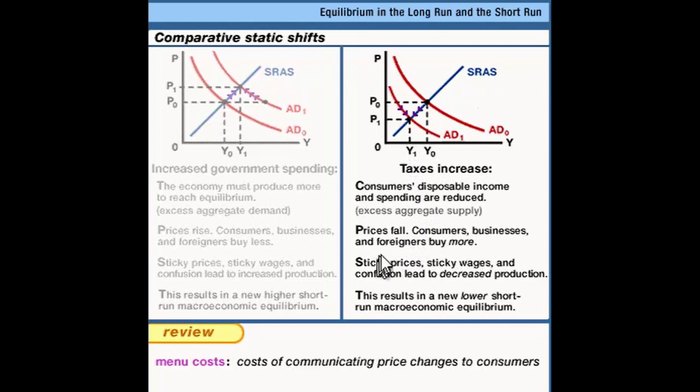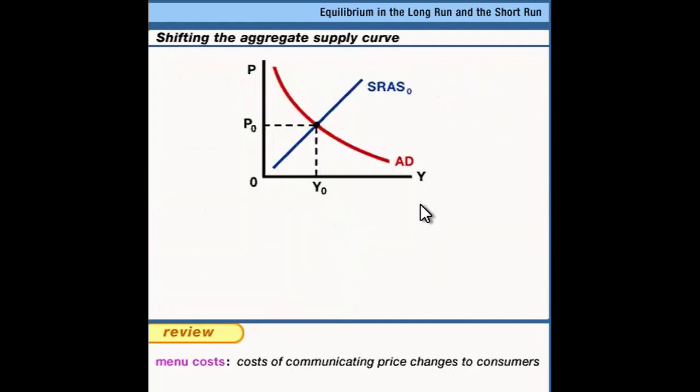Remember, what shifts the aggregate supply curve is a change in expectations about prices. Once people believe that inflation is occurring in the economy, everyone wants to raise their prices so that they don't get left behind. Well, here's how this is going to look. We start with a situation where we've got aggregate demand and short-run aggregate supply, and we have macroeconomic equilibrium in the short run occurring where the two curves cross. So here's P0, the original price level, and our original gross domestic product, Y0.